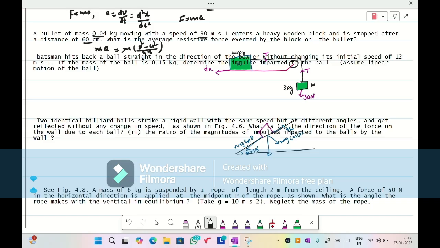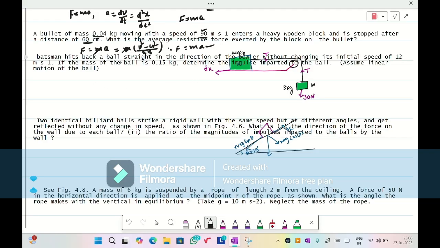Therefore, ma, where a equal to v square minus u square by 2s. After finding a, we have to substitute. Then force is equal to ma. So this is force, ma, then a equal to v square minus u square by 2s. The wooden block stops after the given distance, and v is equal to 0, u is equal to 90 meters per second. If you substitute, you will get the answer.